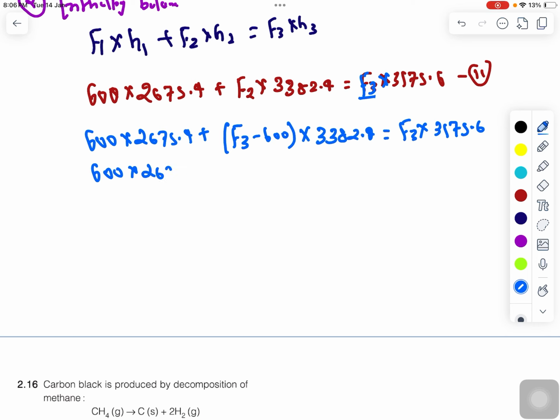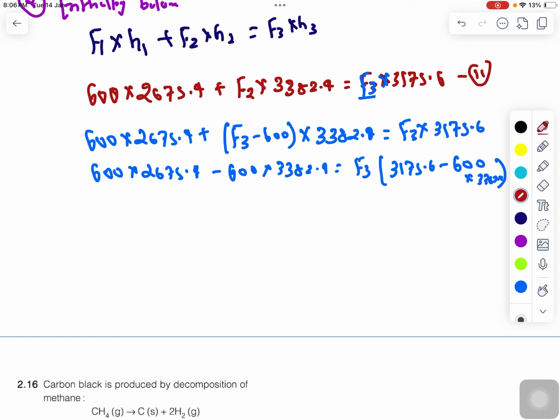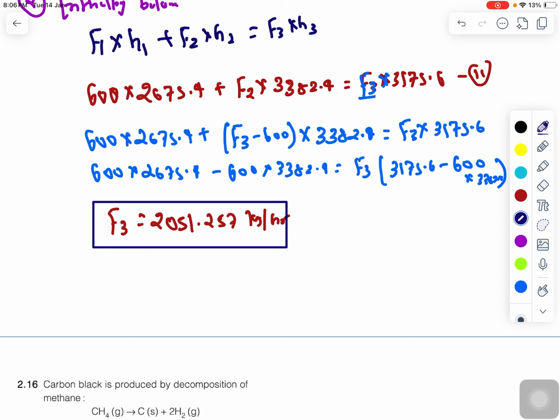600 into 2675.4 minus 600 multiplied with 3382.4, that is equal to, if I take F3 common, 3175.6 minus 3382.4 multiplied with F3. Once you solve these things, you will get the value of F3, and I think you will get the value of F3 as 2051.257 kilogram per hour.